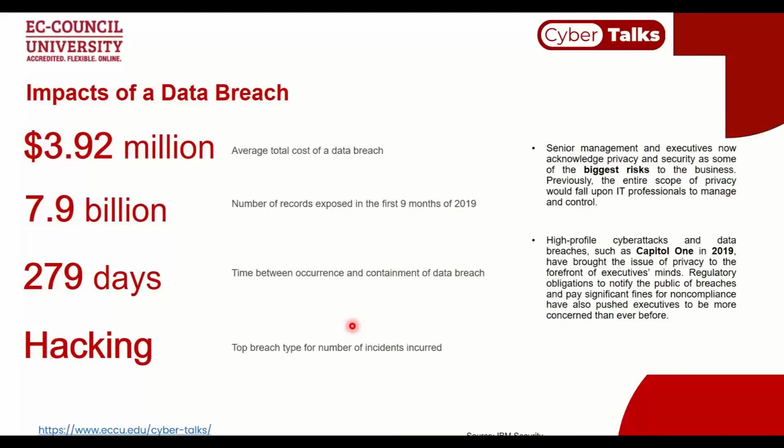Here we see important numbers in a 2019 published study where 3.9 million is the average total cost of a publicized data breach. 7.9 billion is the number of records exposed in the first 9 months of 2019. 279 days is the time between occurrence and containment of a data breach. And finally, hacking was the top breach type for most of these incidents.